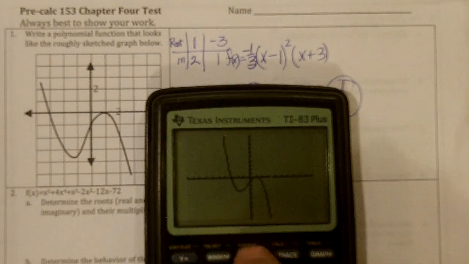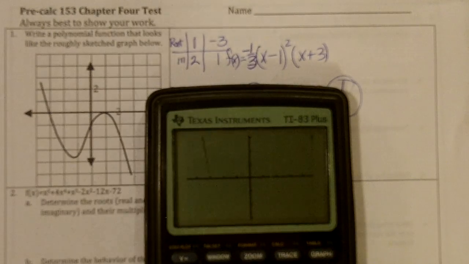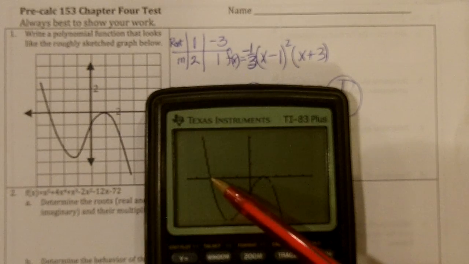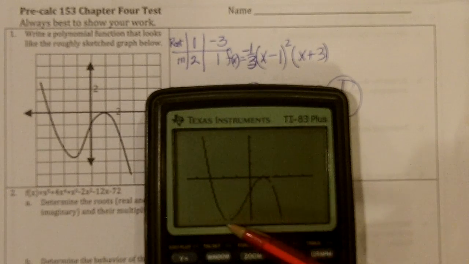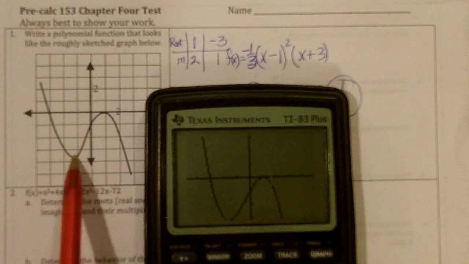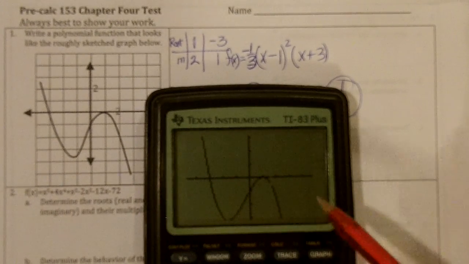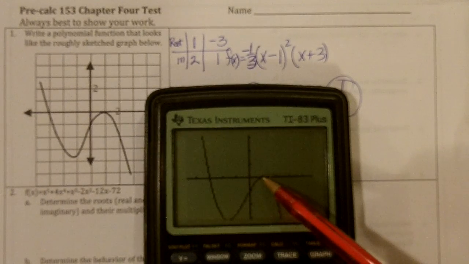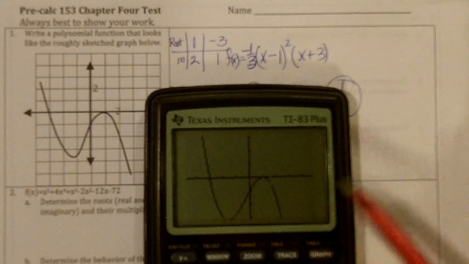Let's go zoom decimal, and you can see it went through -3, went down below 1, 2, 3. It's a little bit more than 3. The graph over there looks like a little more than 3. Comes back up through -1 on the y-axis, hits at 1, and then continues down.